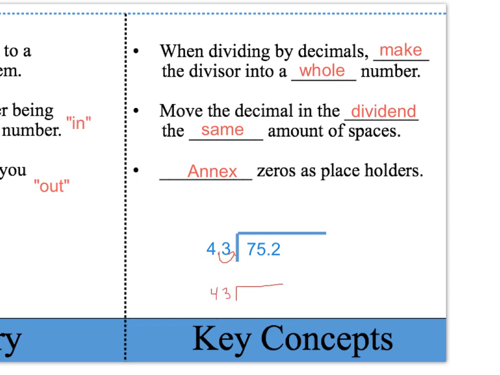Now if I move the decimal in the divisor one space, I need to make sure I do that same exact thing to the dividend. So I'm going to move it one space behind as well. So instead of saying 75 and 2/10, I now have 752, and your decimal would be behind it. And just make sure you always bring your decimal up. So we're going to use these concepts to solve the following problems.